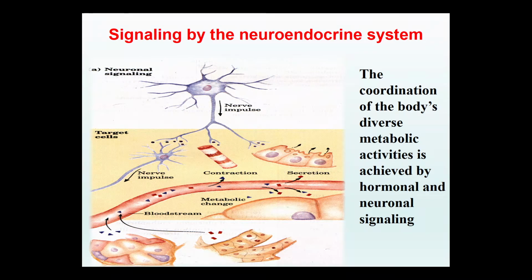In mammals, there is a division of metabolic labor among specialized tissues and organs, and coordination of the body. Diverse metabolic activities are achieved by hormonal and neuronal signaling. Individual cells in one tissue sense a change in the organism's circumstances and respond by secreting an extracellular chemical messenger. Endocrine cells secrete hormones.